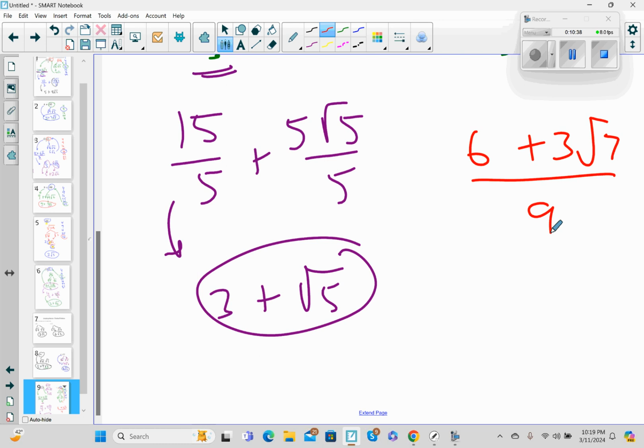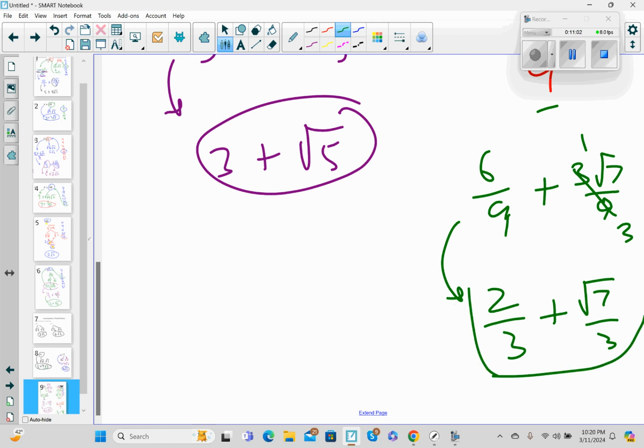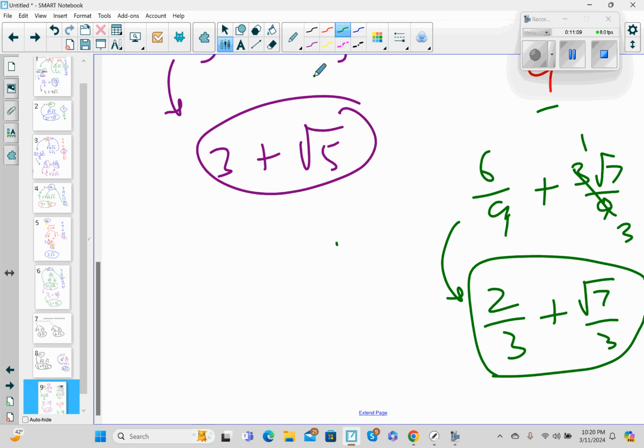Okay, let's try reducing this. The 9 goes into both of these. So I get 6 over 9 plus 3 rad 7 over 9. This isn't quite as fun as the other question. 6 over 9 reduces to 2/3. And over here, 3 over 9 reduces to 1/3. So 1 on top of 3 on the bottom. So I get rad 7 over 3. And again, I can't add these together because one of them has a radical in it and the other one doesn't. So that's how these questions work.